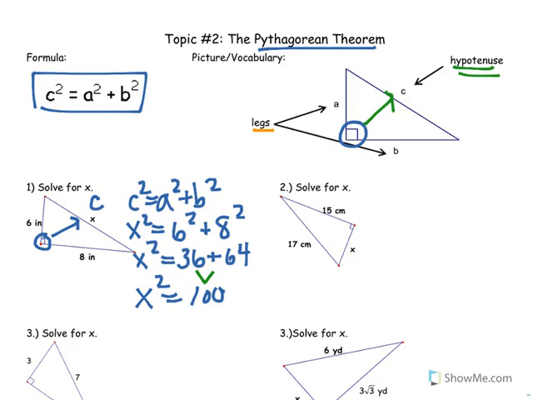And then similarly to topic number 1, at this very last step, I have x squared equaling 100. Well, what undoes a square? A square root.